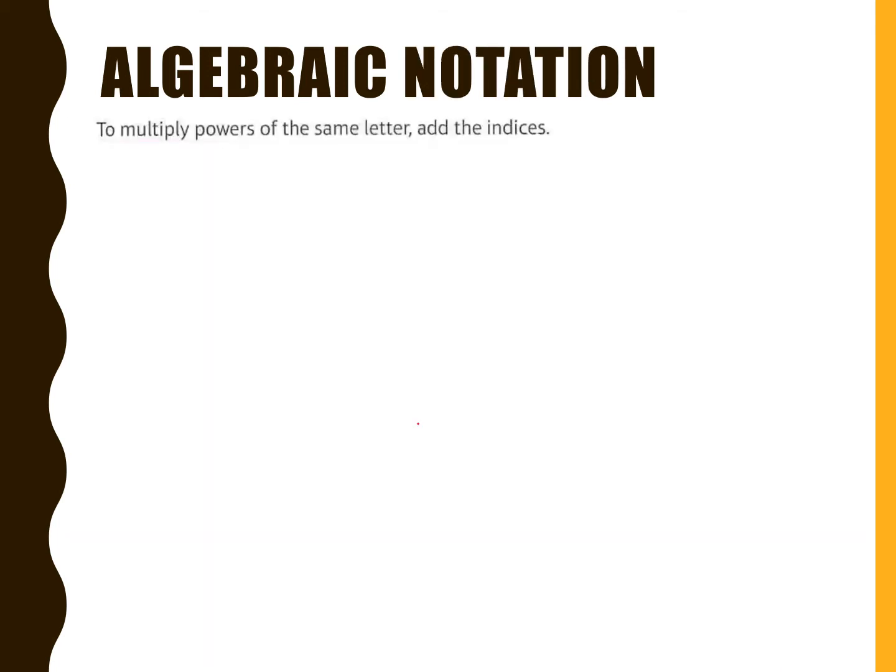Okay, algebraic notation. To multiply powers of the same letter, you add the indices. So in this case, it will be x to the power of 6. X squared times x to the power of 4 is x to the power of 6. And this will be y to the power of 11. Remember, it's the same letter. You add the indices.